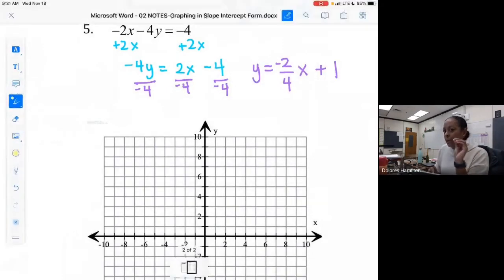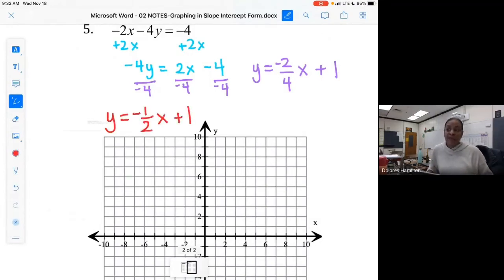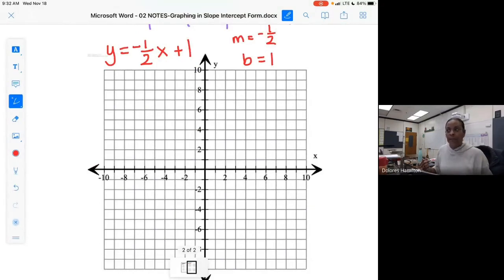And we still have a little step to go, but you'll notice here a couple of things. One is that we had negative 4 over negative 4. A negative divided by a negative gave us positive 1. So the last thing that we need to do is just reduce negative 2/4. And we have y equals negative 1/2 x plus 1. And with that, we can identify m and b. And so now we can plot this.